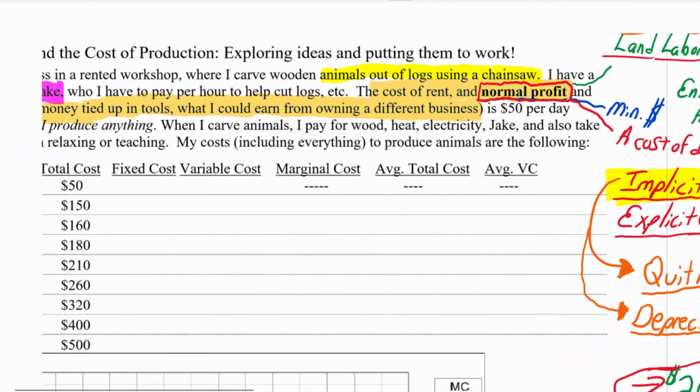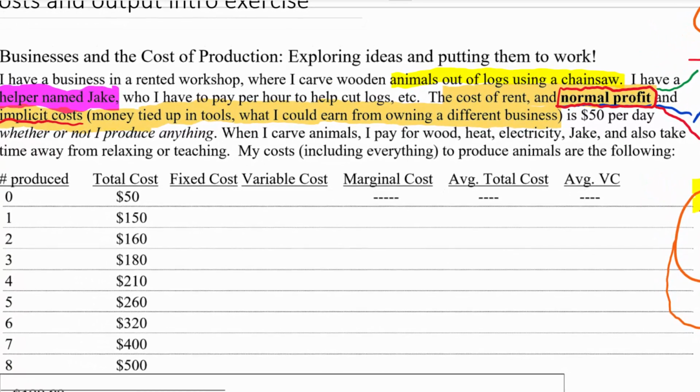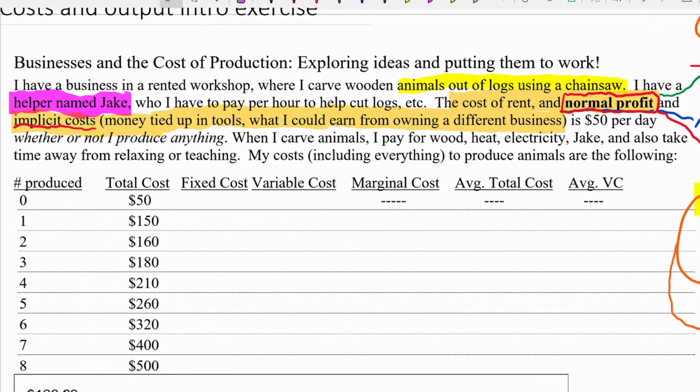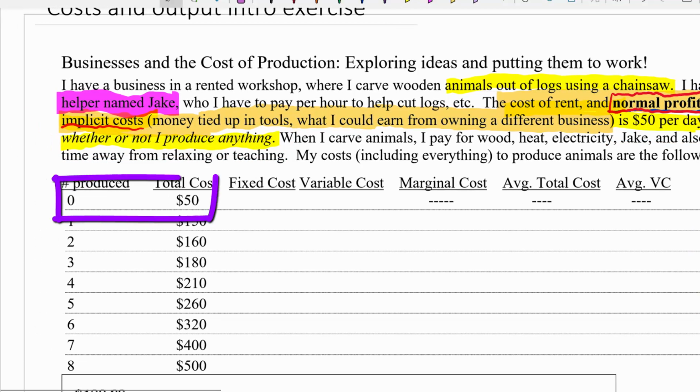All right, let's finally get back to our example here. Now that we've talked about some of those details, the cost of rent and the normal profit and the implicit costs, let's assume that all those amounts of money are $50 per day. And those are costs that I incur whether or not I produce anything at all. That $50 per day is whether or not I produce anything. And we see that cost right here in this table. If I produce 0 units, I still have $50 in total cost.